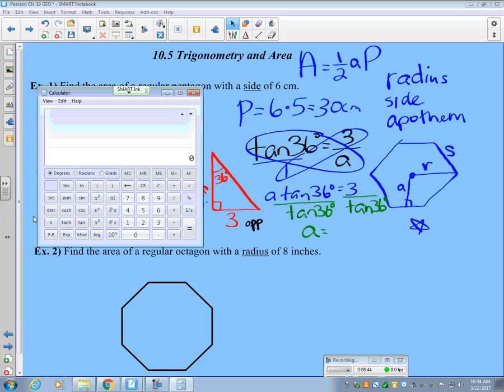So we're going to go 3 divided by tangent of 36. This one likes the 36 and then tan. And an equal sign gives us 4.1. So the apothem is 4.1. Make sure you guys can do that on your calculators.